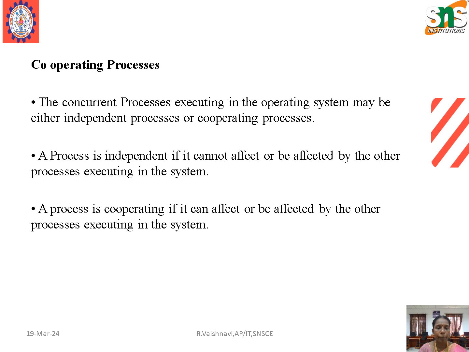Next one is cooperating processes. The concurrent processes executing in the operating system may be either independent processes or cooperating processes. A process is independent if it cannot affect or be affected by the other processes executing in the system. A process is cooperating if it can affect or be affected by the other processes executing in the system.